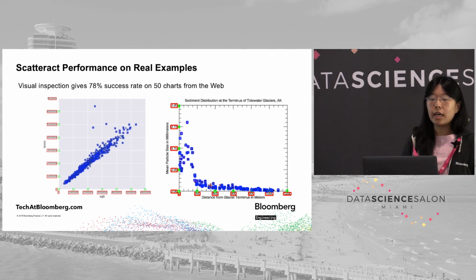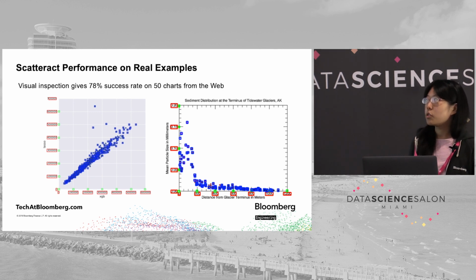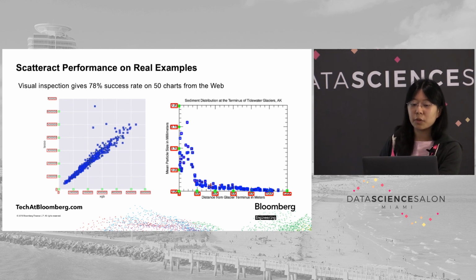We also wanted to see how Scatteract performs on real charts. In visually inspecting 50 charts from the web, we get about a 78% success rate. And here are examples of two charts from the web. You can see that even where the points are clustered together, we're able to detect each point accurately. I think they're missing a couple on the right, but there are some limitations, of course, when you do have a lot of clustered data points.